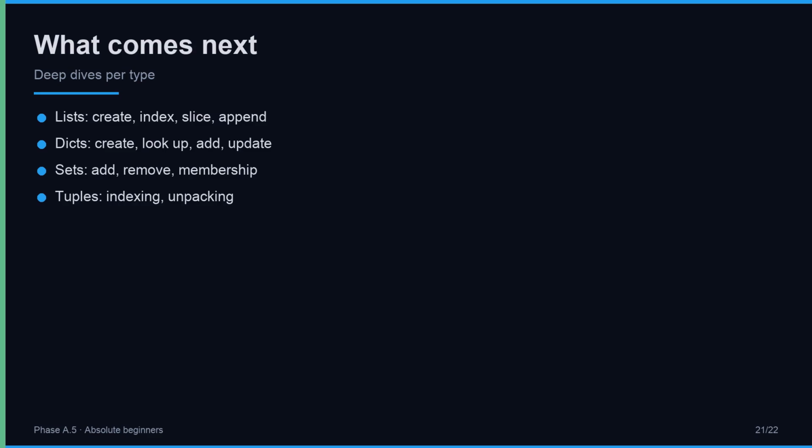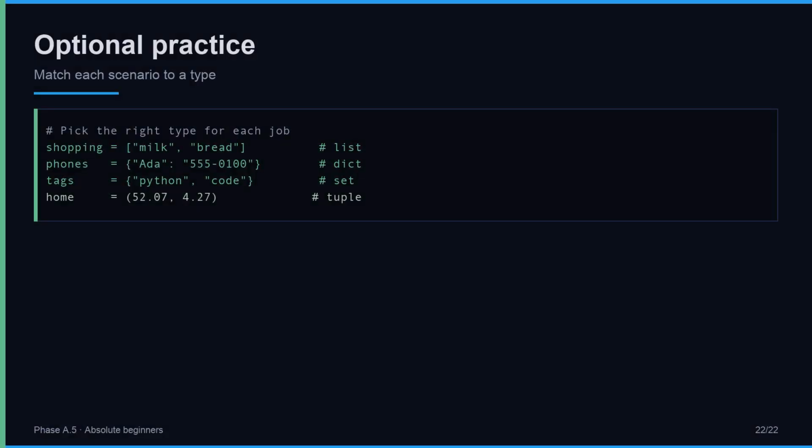Deep dives come next. If you want a quick practice, write 1 line per type. A small shopping list. A tiny phone book with 1 entry. A set of 2 tags. A tuple holding a coordinate. Notice how each scenario fits its type naturally: order, lookup, uniqueness, fixity. When you can match a fresh scenario to a type in a few seconds, the decision guide is yours.